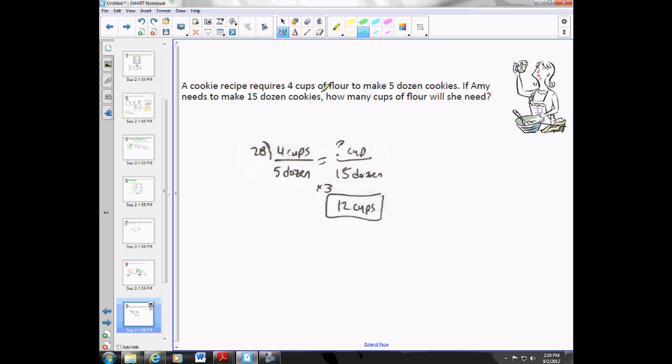All right, here's the next one. This also is a straightforward proportion question. We have 4 cups of flour to make 5 dozen. So you say 4 cups out of 5 dozen. Now if Amy needs to make 15 dozen, we put 15 dozen on top, see they match each other. How do we get from 5 to 15? Times 3, so you'd need 3 times as many cups, 12 cups.